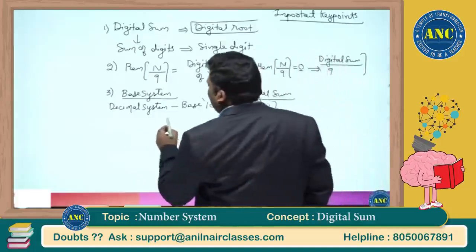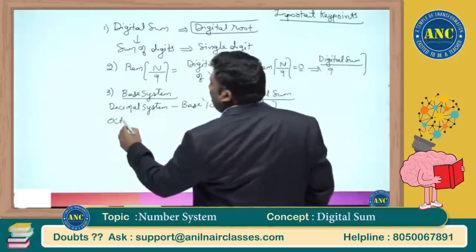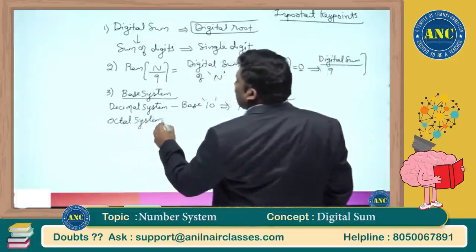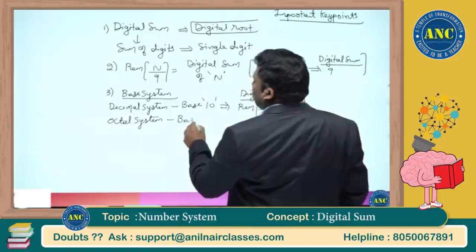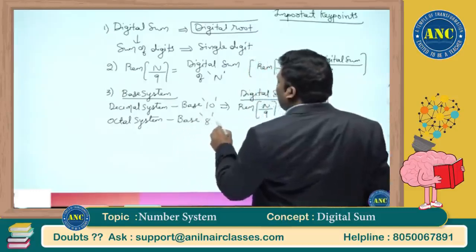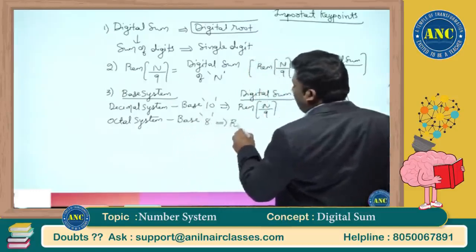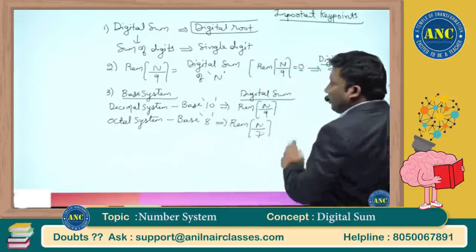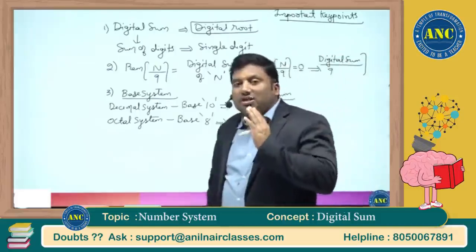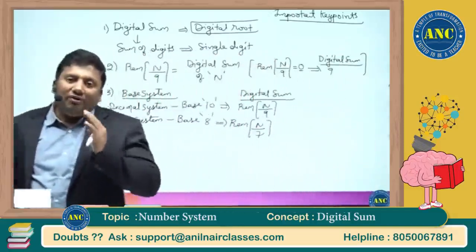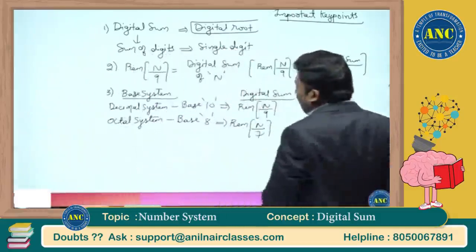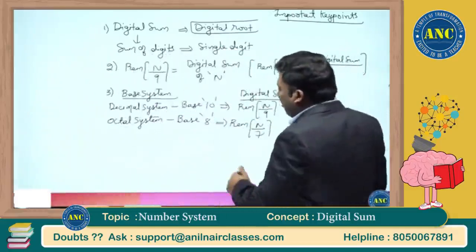Suppose I take the octal system. The octal system is a system where the digits are represented in base 8. In base system 8, if you divide the number by 7, you will get the digital sum of that number. In a base system n, if you divide the number by n minus 1, whatever remainder you get is defined as the digital sum of the number.